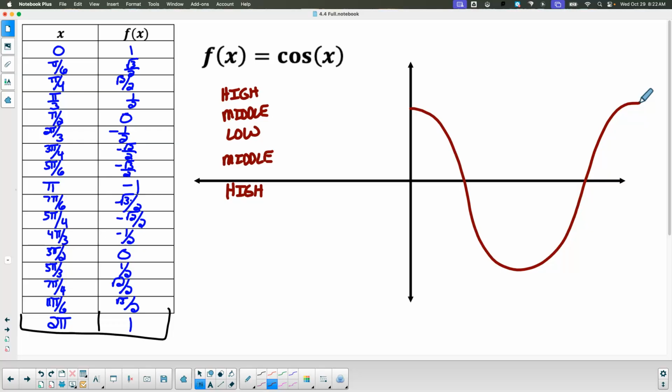Okay. Our important ones, that one, that one, that one, that one, and that one. So once again, this would be 0, pi over 2, pi, 3 pi over 2, and 2 pi. Vertically, it went all the way up to 1, and it went all the way down to -1.